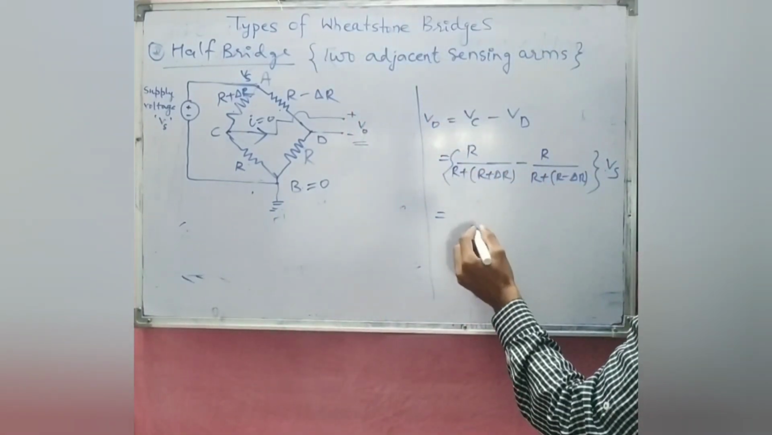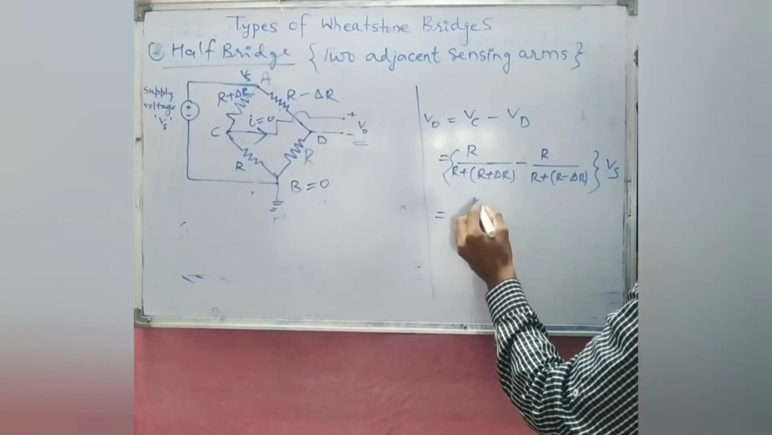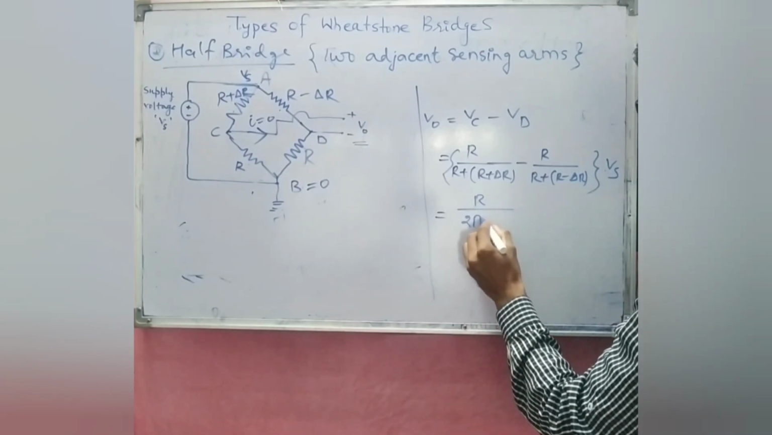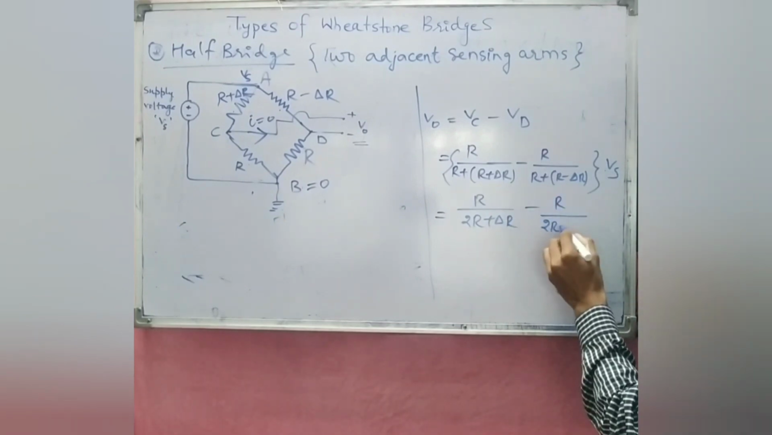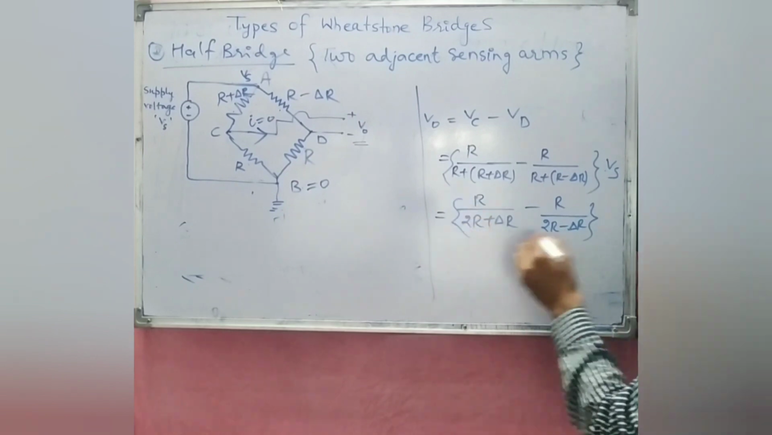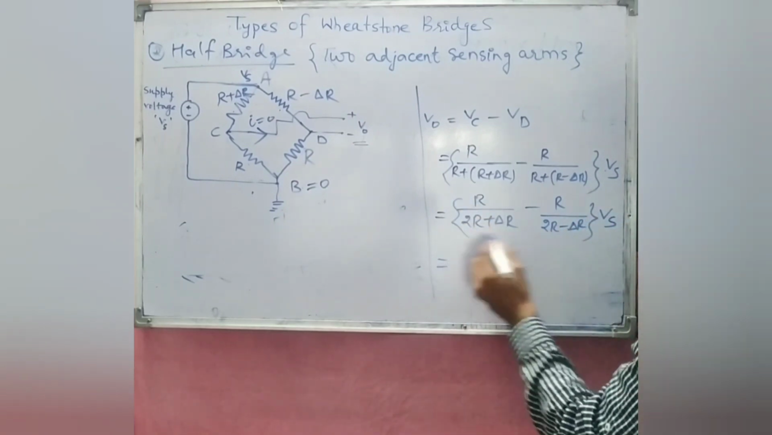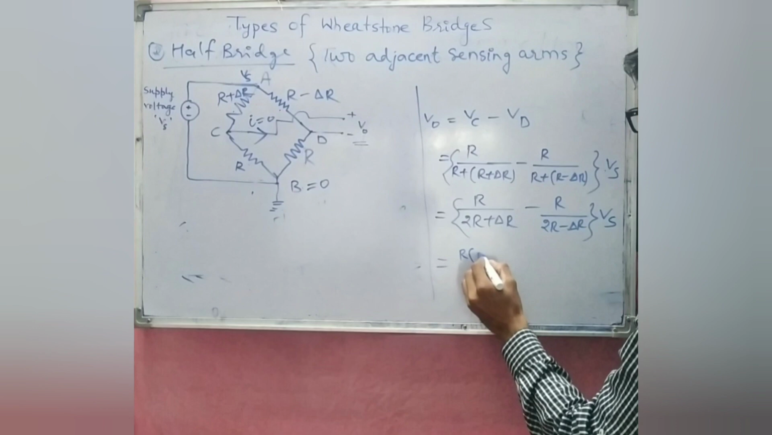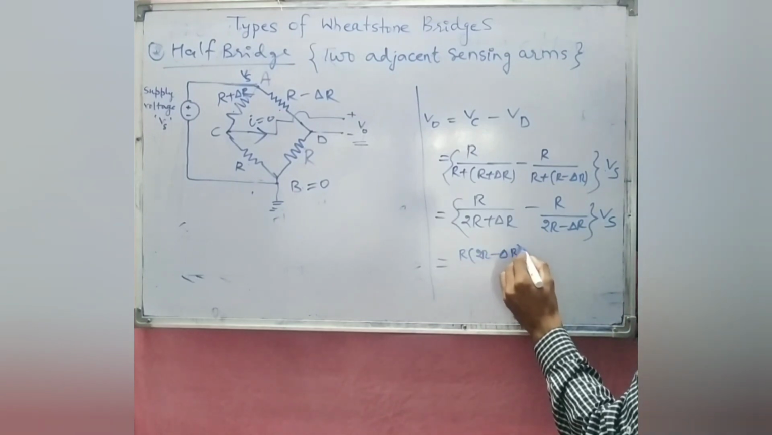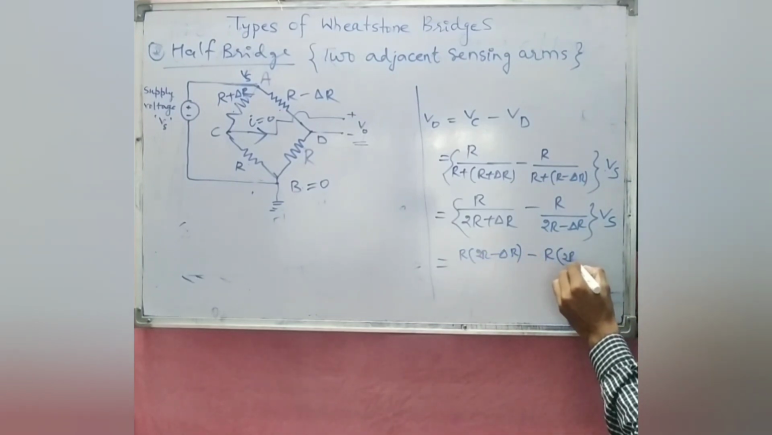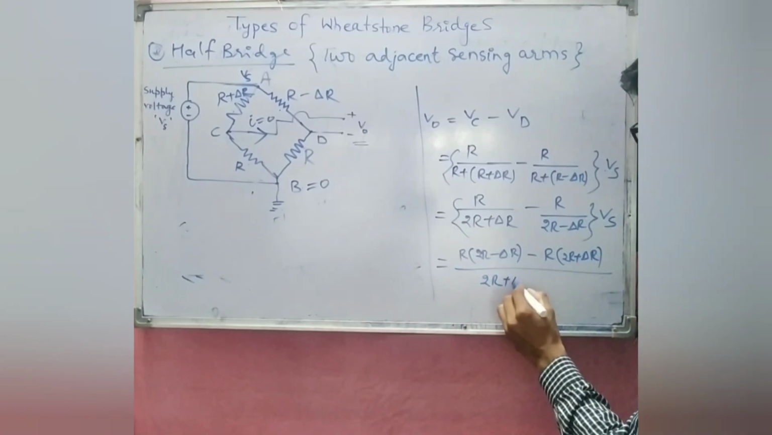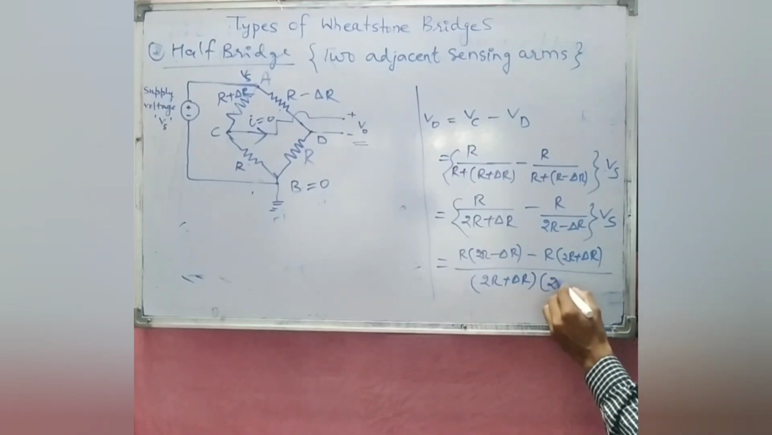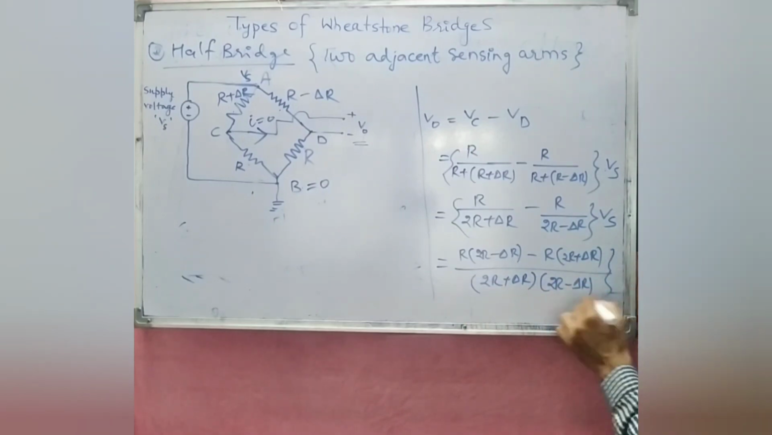So just take the LCM. First let's simplify a little further, then we'll take the LCM. R by 2R plus delta R minus R by 2R minus delta R, into Vs. Now we'll take the LCM. R into (2R minus delta R) minus R into (2R plus delta R), divided by (2R plus delta R) into (2R minus delta R), and the whole expression is multiplied by Vs.